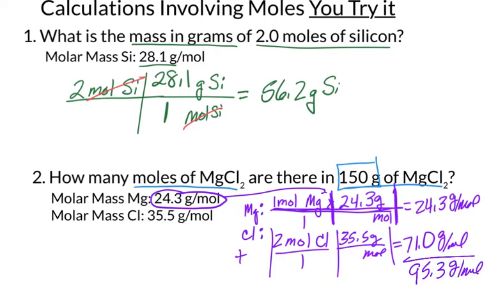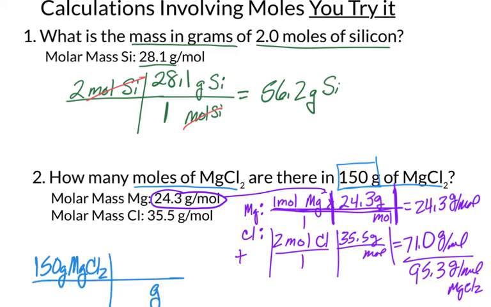And then we're going to find the moles of this. We have 150 grams of magnesium chloride. We need the grams to go on the bottom. So our 95.3 grams will go on the bottom, moles will go on top, and that gives us 1.57 moles of magnesium chloride.